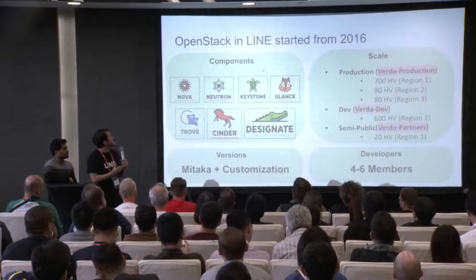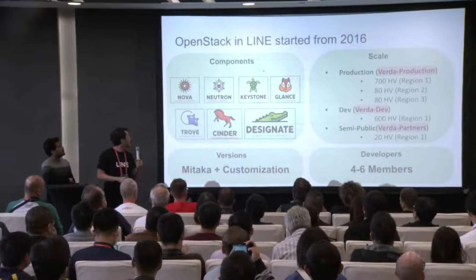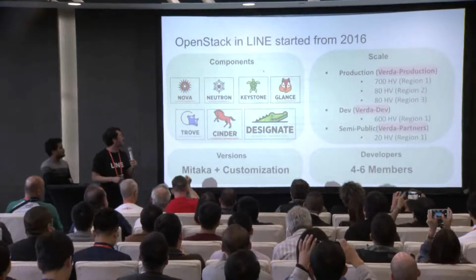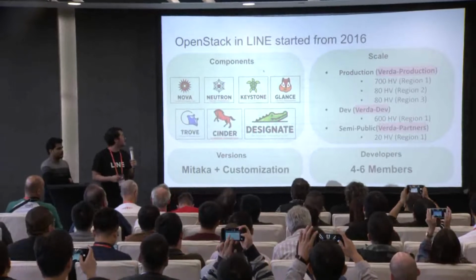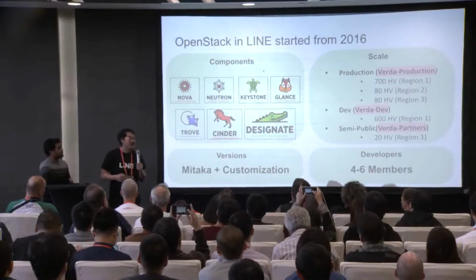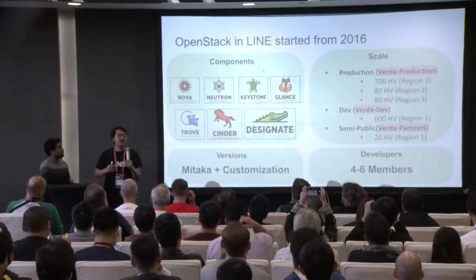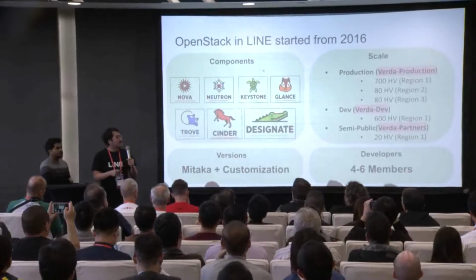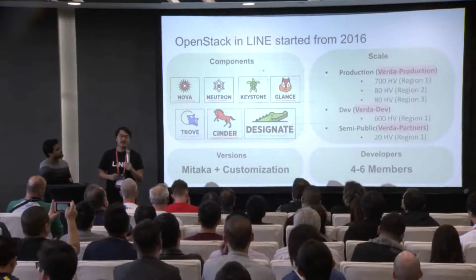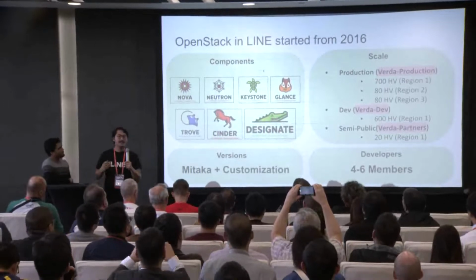And here is the basic information of Line's OpenStack. We are using 7 different components, including the basic components like Nova, Neutron, Keystone, Glance, and also Trove and Designate, with customizations based on the Mitaka version. The rightmost block shows the scale: we have 3 different OpenStack clusters: production, development environments, and semi-public cloud.